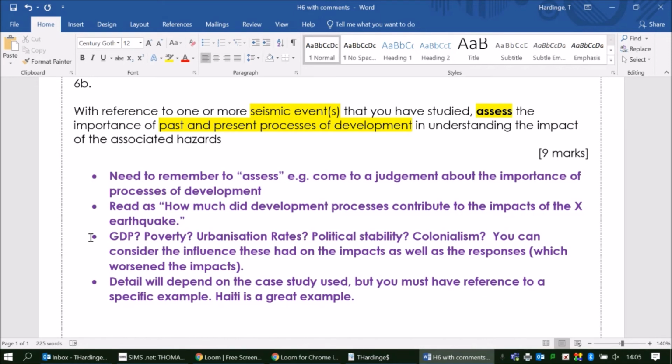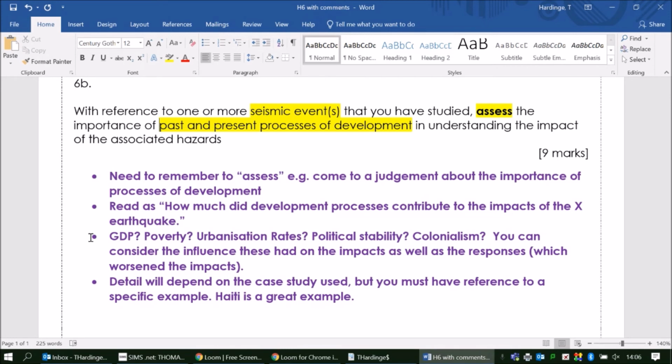But you can also think about how those things might have affected the responses. So the impacts of an earthquake can be made worse by a slow response and some poor management. So some of those things will have contributed before the earthquake happens, and some of those things will have contributed after the earthquake as well. It's important that you consider both of those things within your answer. Again, the detail and your viewpoint is probably going to vary depending on which example you use.